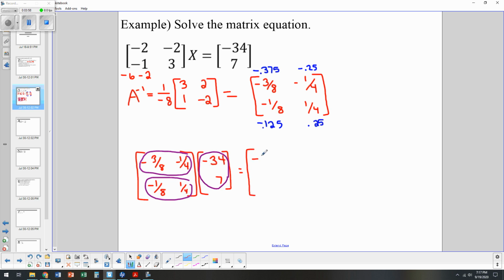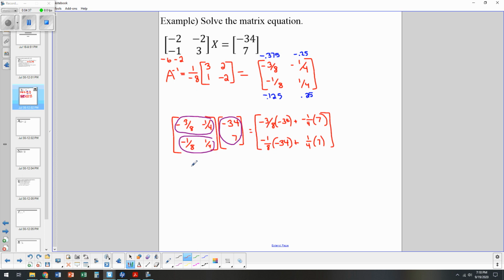So we're going to have negative 3/8 times negative 34 plus negative 1/4 times 7. Then I'm going to have negative 1/8 times negative 34 plus 1/4 times 7. If you do this on a calculator, you might get a fraction, you might get a decimal. So I'm going to actually write them as decimals right now. I know we're mixing ways right now, but that's okay.